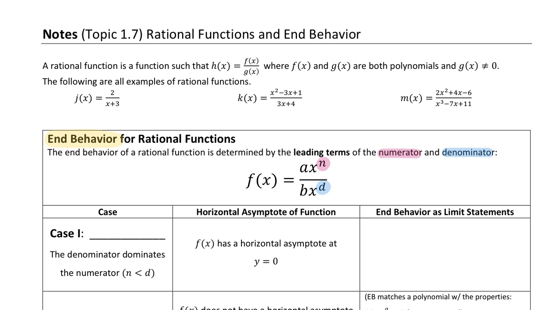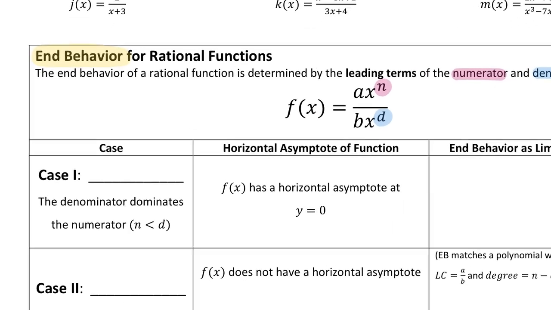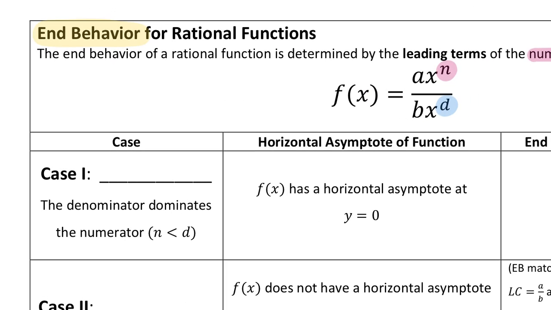There are 3 cases when it comes to rational functions, and I'm going to teach you some acronyms that I think are super duper helpful. They're also really fun to say, and they control all of the information that you need. Case number 1 is called BOBO. Yes, you heard me right. BOBO. BOBO occurs when the denominator degree dominates the numerator, aka the numerator degree is smaller than the denominator degree.